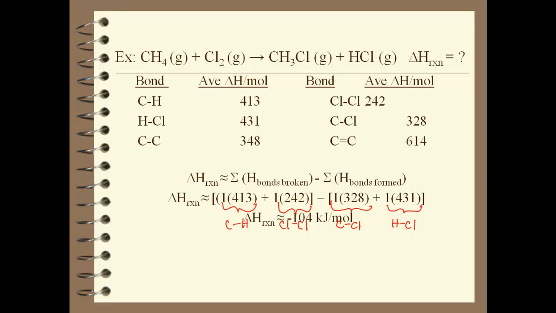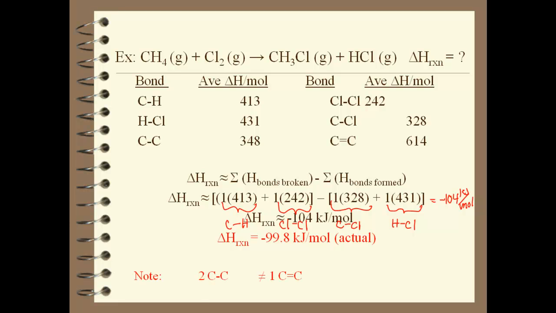So once we know, we can do the math, and I'm sorry about writing over that, but this ends up being negative 104 kilojoules per mole, where if we used Hess's law or if we looked it up in a book, the actual change is negative 99.8. So for an estimate, it's a really good way of figuring out the change in enthalpy of the reaction.